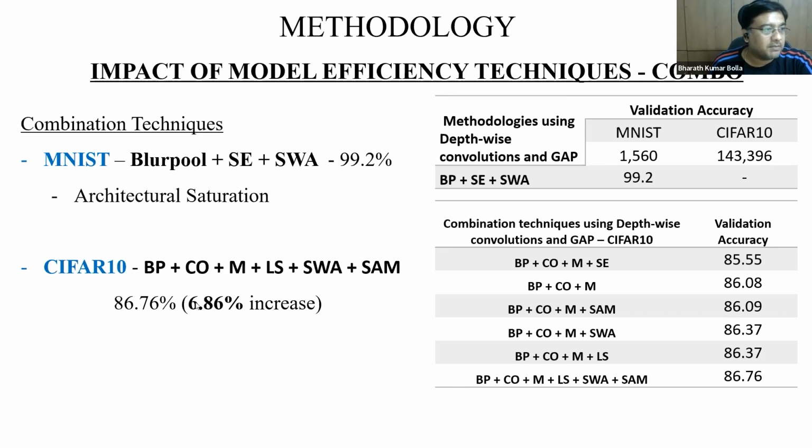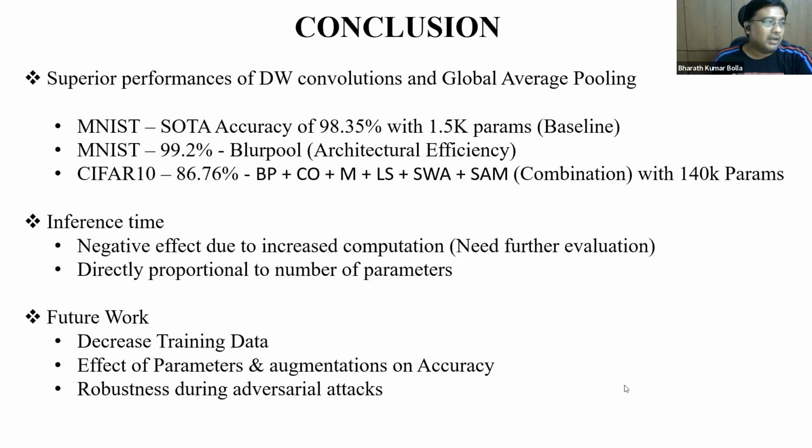So we got a 6 percentage points increase from our baseline, right? And when we add all these techniques, okay, the conclusion on the outline is on MNIST, we had a state-of-the-art accuracy of 19.835 with just 100 parameters.